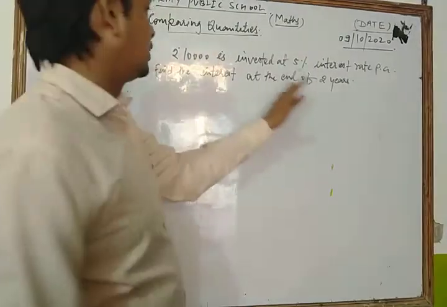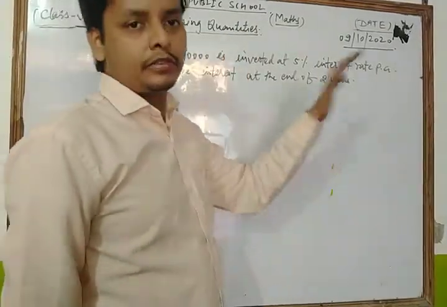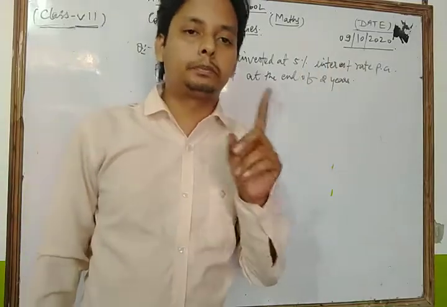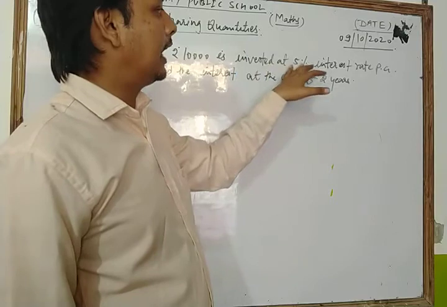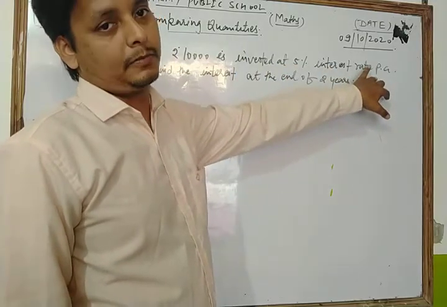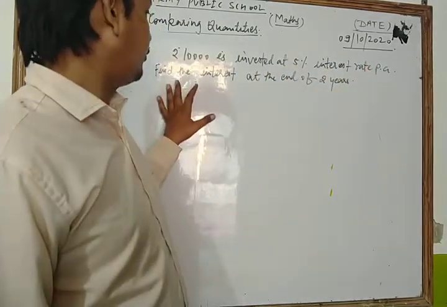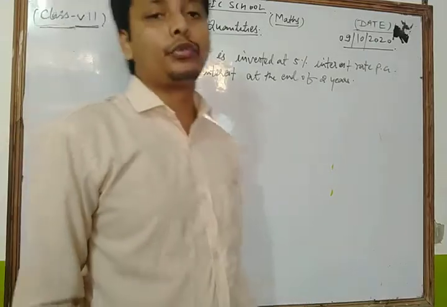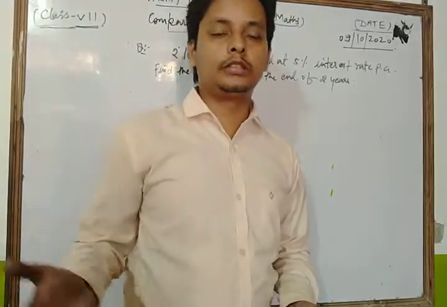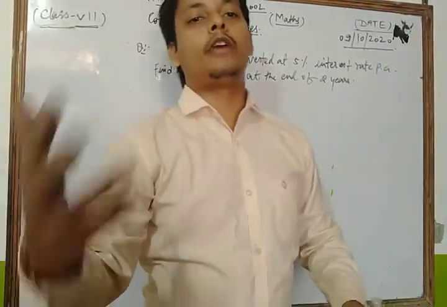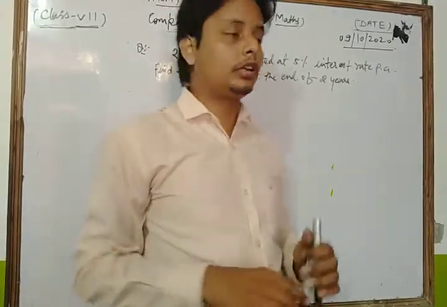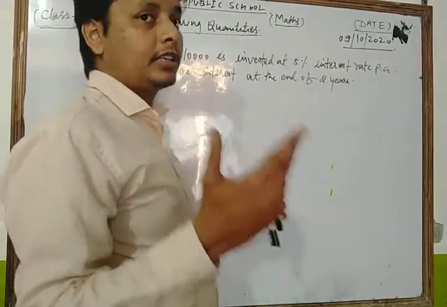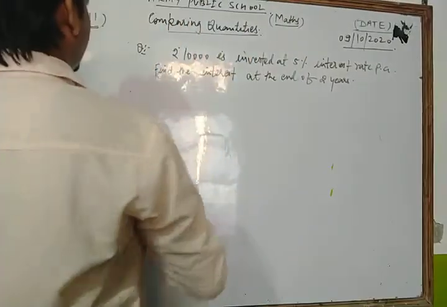In that question, rupees 10,000 is invested. So the principal of that question is 10,000, invested at 5% interest per annum. We find the interest at the end of 2 years, that is, we find the simple interest at the end of 2 years. So first of all we write what is given in that question. Let's see its solution.